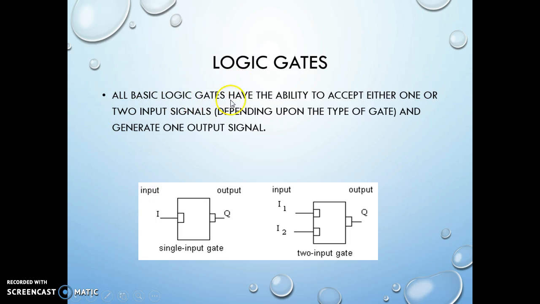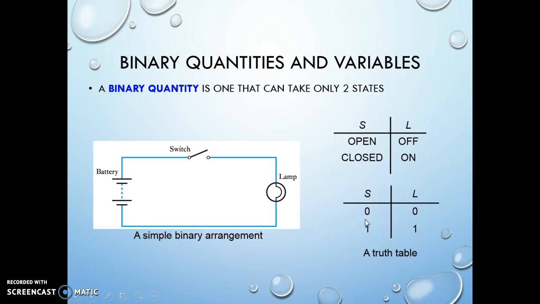All logic gates have the ability to accept either one or two input signals and generate one output signal. In this first diagram, there is one input and one output. In the second diagram, there are two inputs and one output. Digital gates work on binary logic.